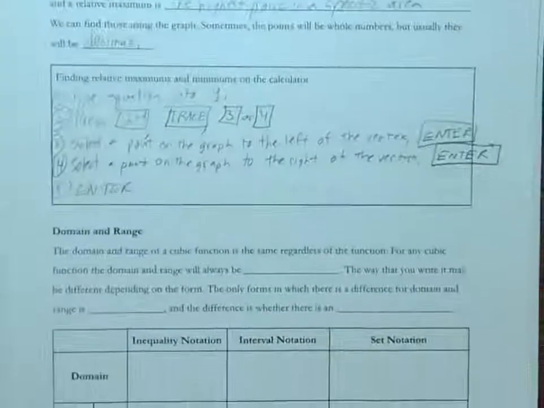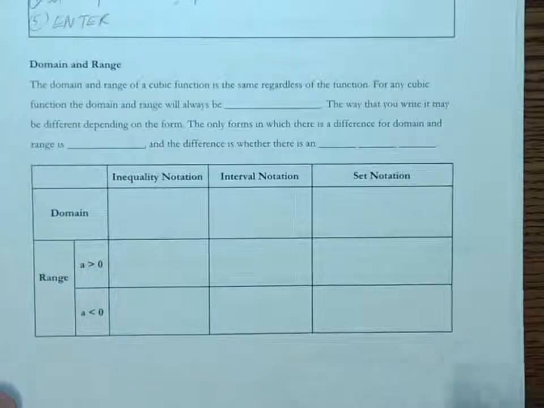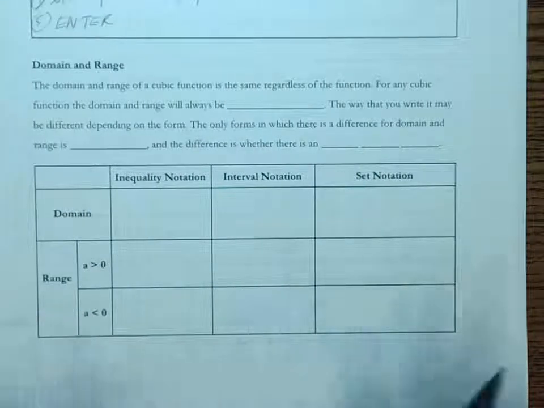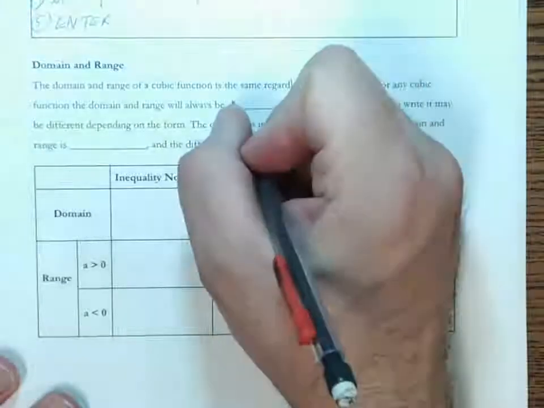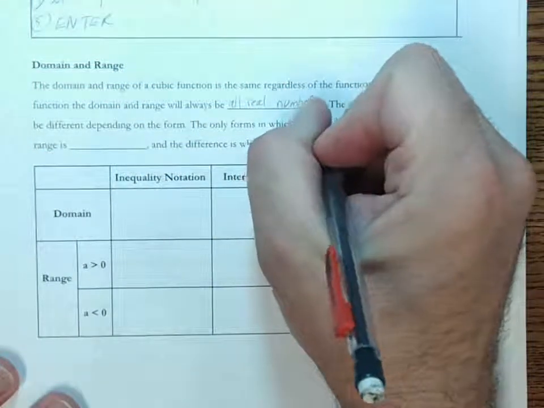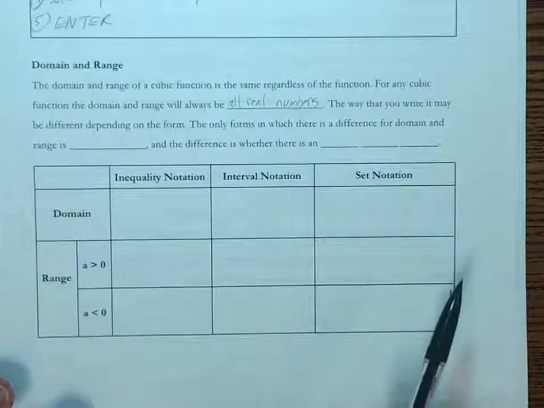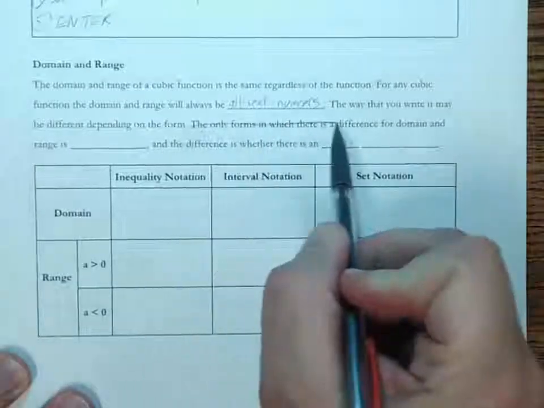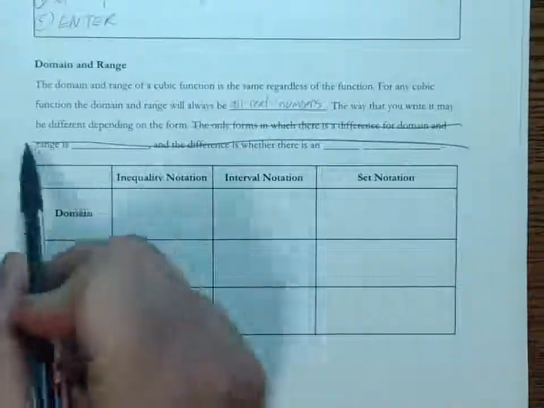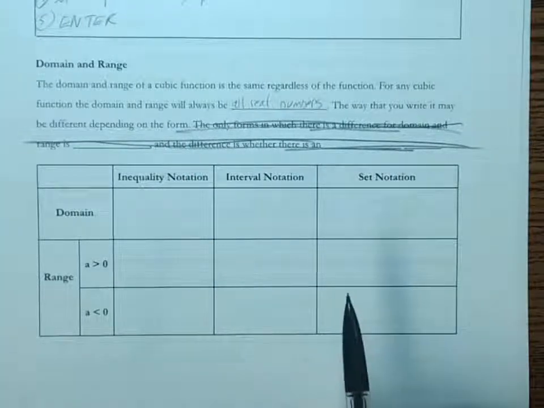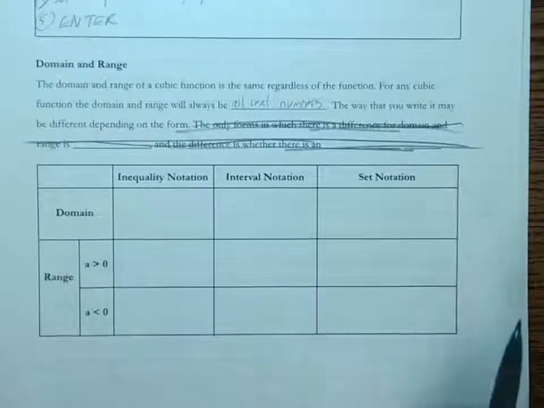The last little bit here, this is my favorite, is domain and range. The domain and range of a cubic function is the same regardless of the function. I don't care what function you're given, the domain and range will be the same every single time. They will always be all real numbers. This will never ever change. And we're going to do all three notations here in a second. The way you write it may be different depending on the form. I don't care. Scribble this off. The copy that I put up on my Google Classroom does not have that sentence, so you don't need to worry about it. If the copy you have does have that sentence, cross it off.